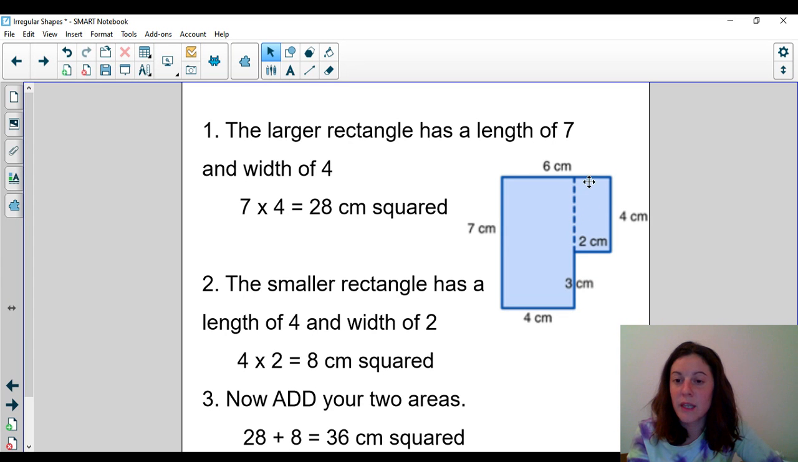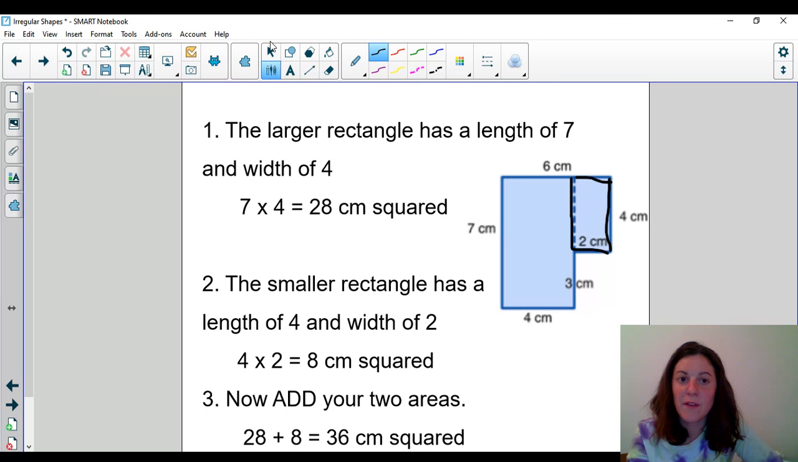If I look over here, I'm just looking at the area of this small rectangle. I'm looking at where I drew this dotted line right here and this whole rectangle. I'm going to outline that in black so you can see which rectangle I'm talking about. After I outline it, you can see that the smaller rectangle has a length of 4 and a width of 2. 4 times 2 is 8.